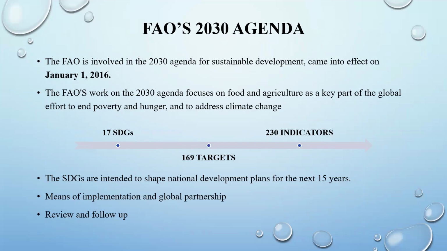The FAO is involved in the 2030 agenda for Sustainable Developmental Goals, which came into effect on January 1, 2016. The FAO's work on the 2030 agenda focuses on food and agriculture as a key part of the global effort to end poverty and hunger and to address climate change. It has 17 Sustainable Developmental Goals, 169 targets, and 230 indicators. The SDGs are intended to shape national developmental plans for the next 15 years. It is a means of implementation and global partnership, and it also provides review and follow-up.